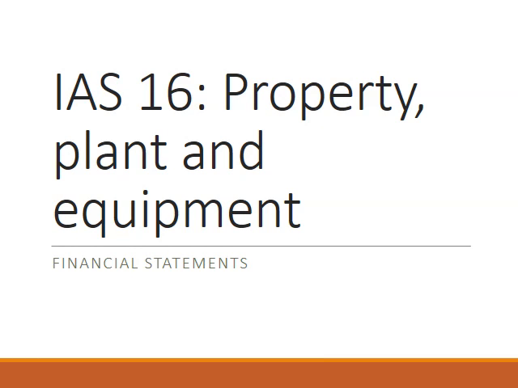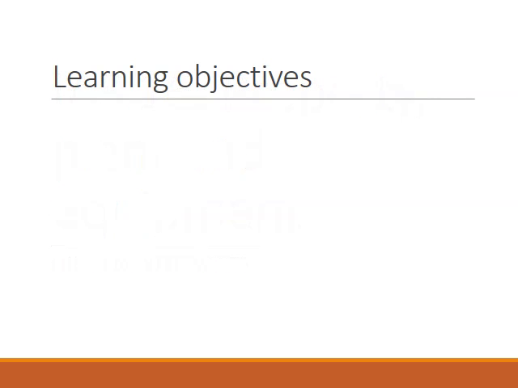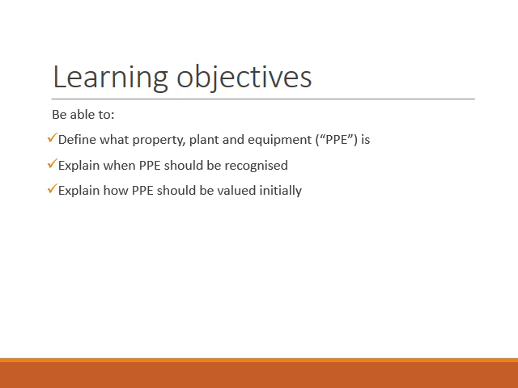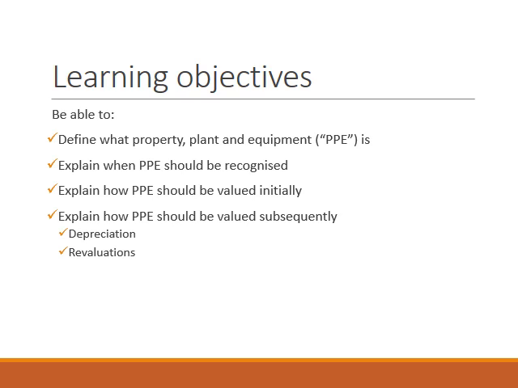In this session we're going to look at IAS 16, which covers property, plant and equipment. So we're going to look at what property, plant and equipment is. We'll look at when it should be recognised or included in a set of accounts as such. We'll look at how it should be valued at the start of ownership, and then how it should be dealt with afterwards. So we'll consider depreciation and revaluations of property, plant and equipment.